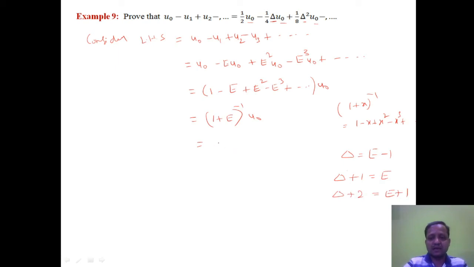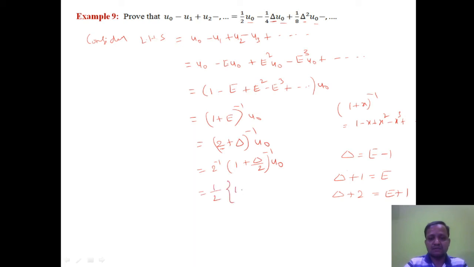So here we can write (2 plus delta) whole inverse on y naught. I want this form, so you can take 2 outside with power minus 1. It will become (1 plus delta by 2) inverse on y naught. Now it is in the form of (1 plus x) whole inverse. 2 power minus 1 is nothing but 1 by 2.